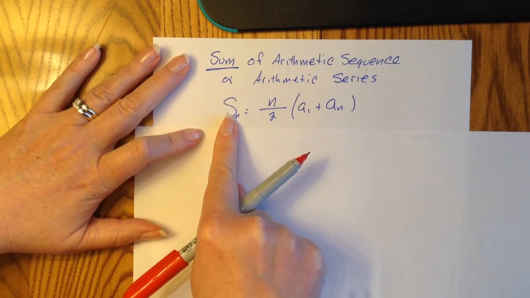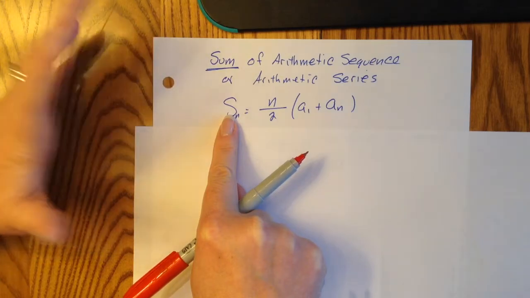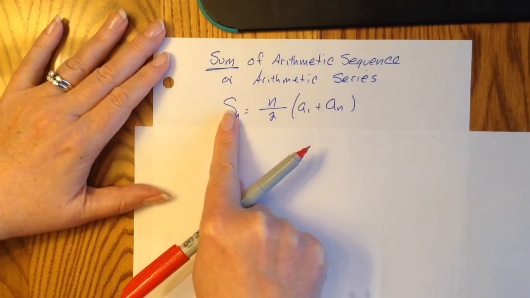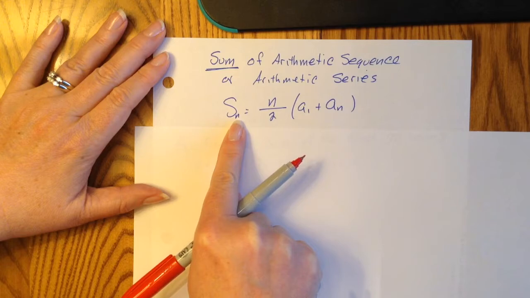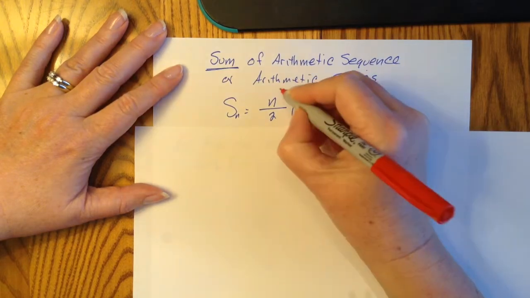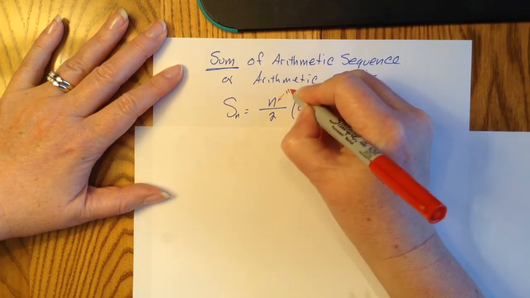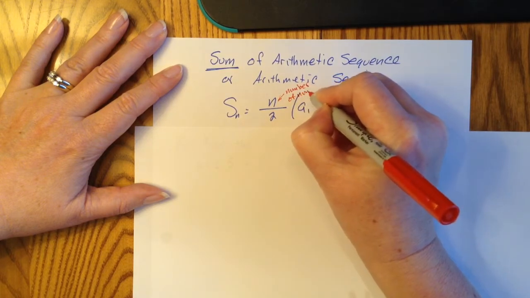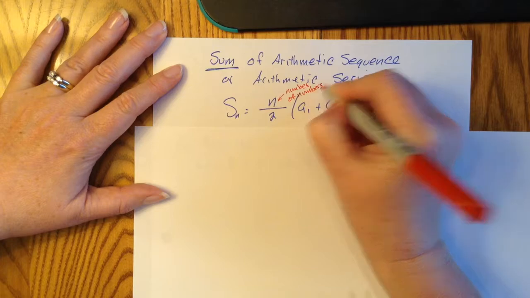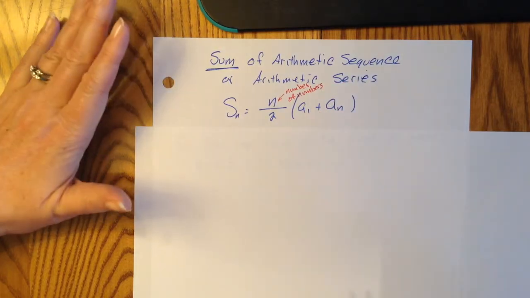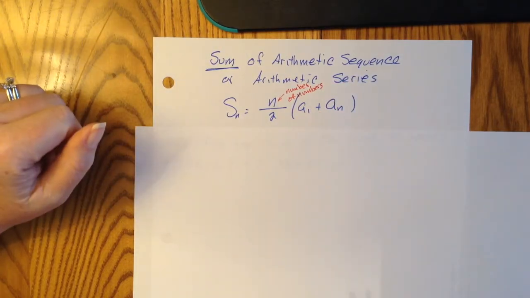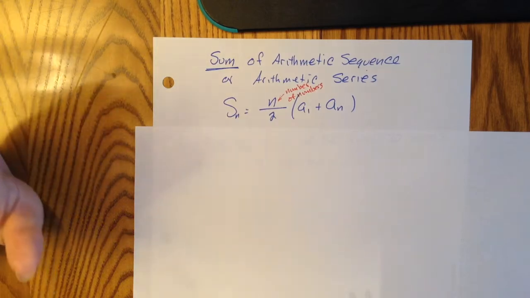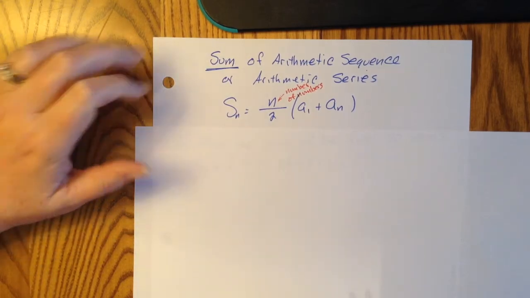If I said I wanted to add up the first 20 numbers, this would be S sub 20. N tells you the number of numbers. Yes, I said that. The number of numbers. So if you're adding up 20 numbers, N is 20. If you're adding up the first 300 numbers, N is 300.